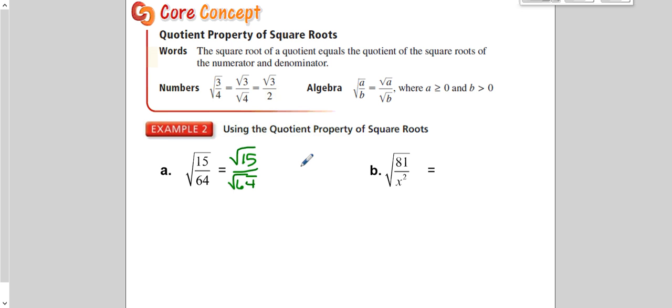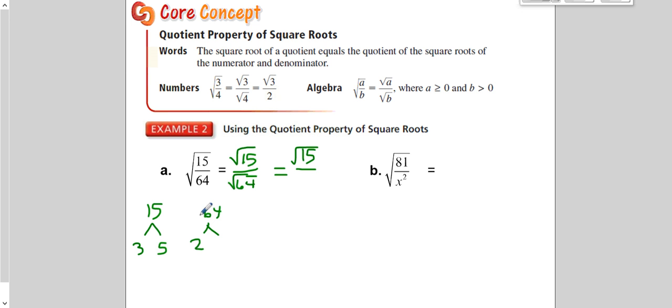Okay, so I'm thinking factor trees, pop out my pairs. 15 is a 3 times 5, no pairs there. So that just stays the square root of 15. What about 64? Do you remember the square root of 64? If you do, great, write it down, and it'll be outside the radical. If you don't, well, then we can break it down.